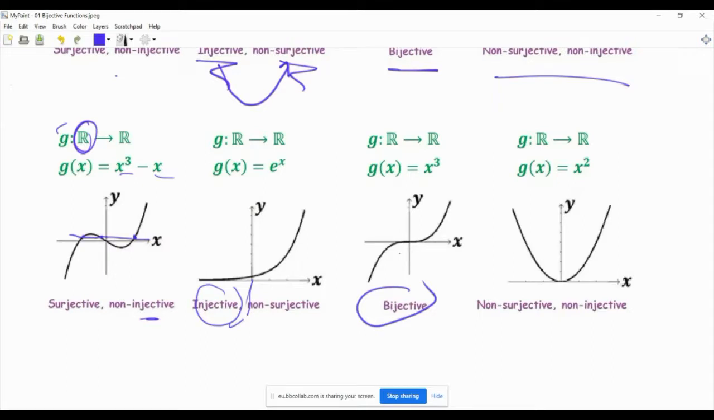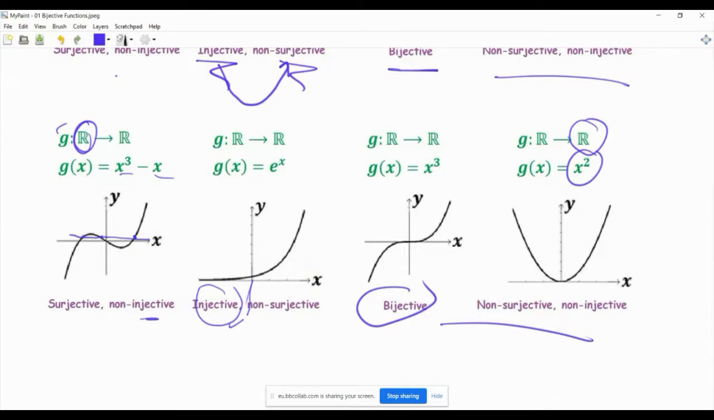Basically each element in Y is associated with exactly one element in X, and this is a function that is neither. It is not surjective because, here, this is the function x squared, and the values of y can never be negative. So if you consider your codomain to be R, then you do not hit the negative values.